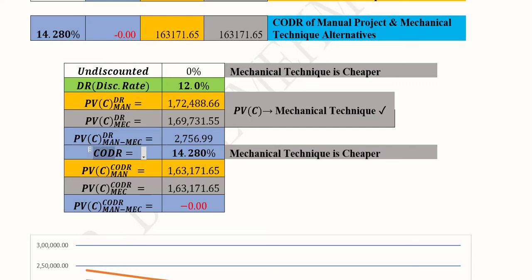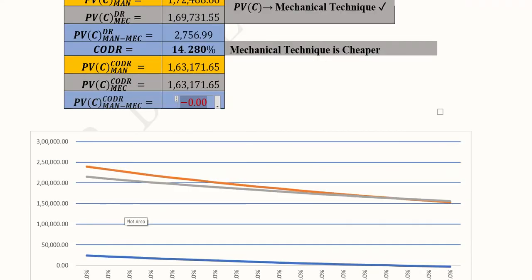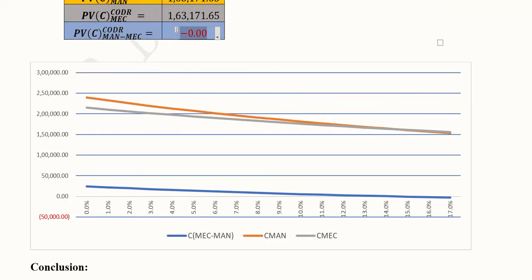And then we have the crossover discount rate. We found it, and it was this much. The present value of the costs was calculated for all of these three streams at the crossover discount rate, and they were equal for their individual streams, and it was equal to 0 approximately for the differential stream. If we make a diagram of it, it will look something like this.